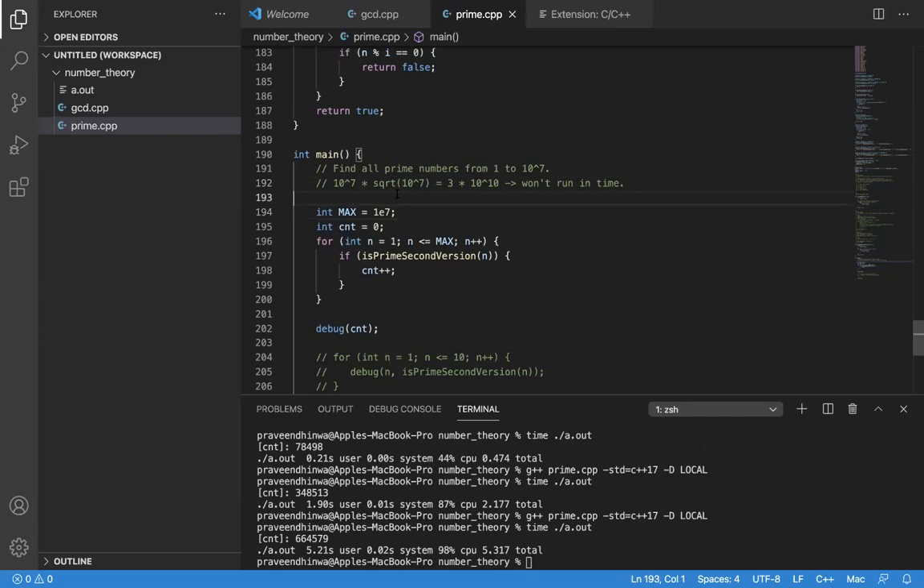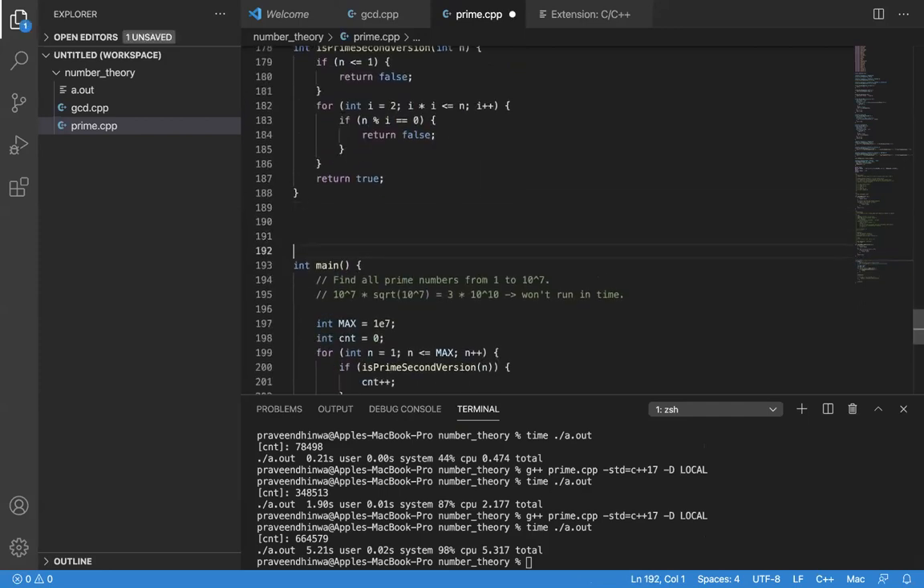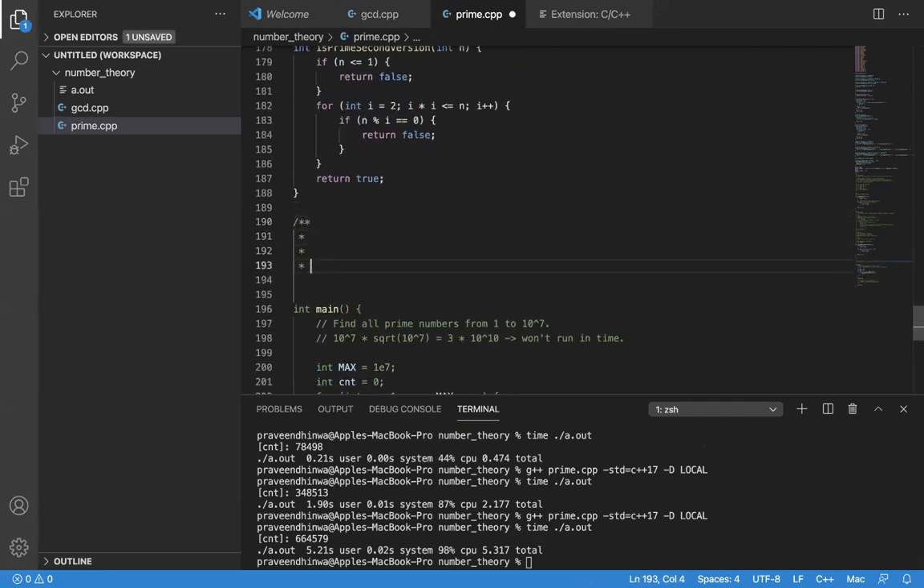So let's learn an algorithm which can solve this problem in much faster time. That is called the Sieve algorithm, Sieve of Eratosthenes. I may be wrong in the name of Eratosthenes, so apologies to Eratosthenes in that case.